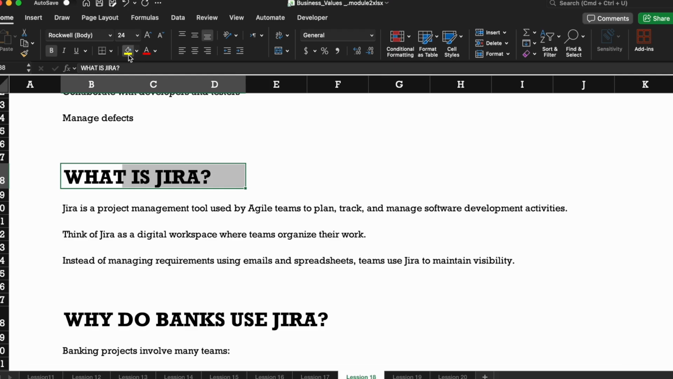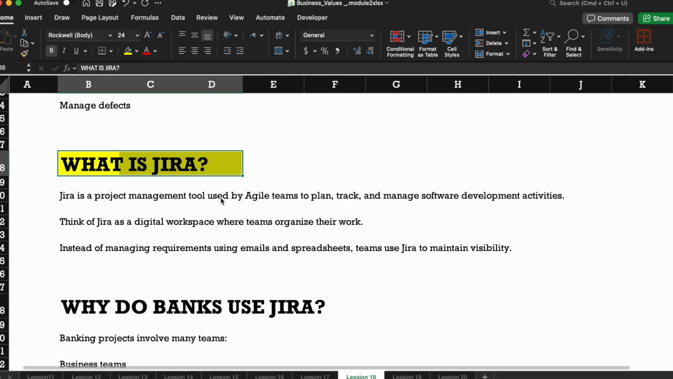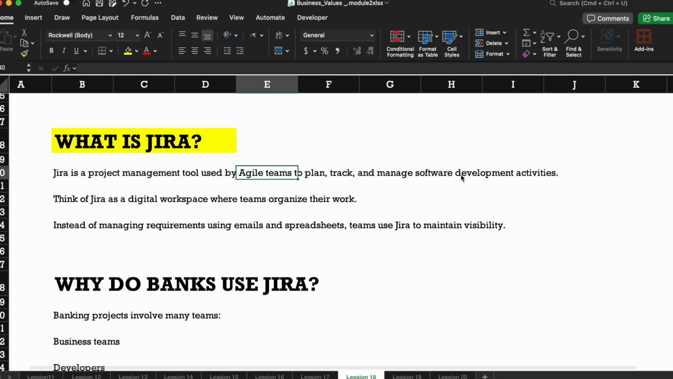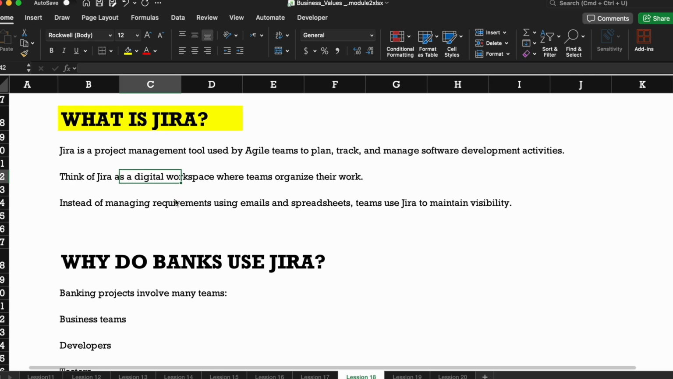So what is Jira? Let's understand what Jira is. Jira is a project management tool used by agile teams to plan, track and manage software development activities. Think of Jira as a digital workspace where teams organize their work. Instead of managing requirements using emails and spreadsheets, teams use Jira to maintain visibility.